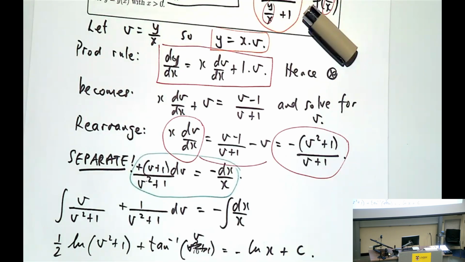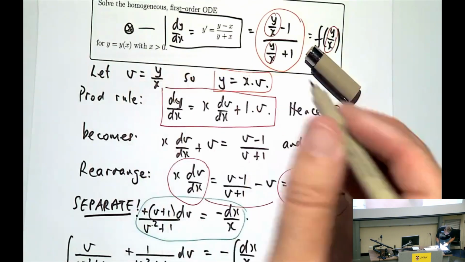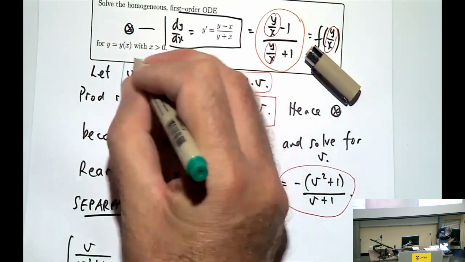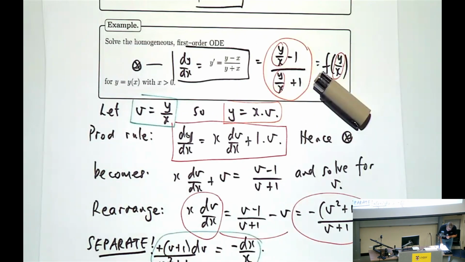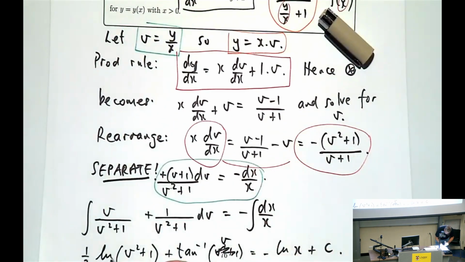Okay, so it's a mess. But what is our final answer going to be? Remember, all the way up here, we let v equal y on x. So we'll replace v with y on x. And that's the best we can do for a problem like this.